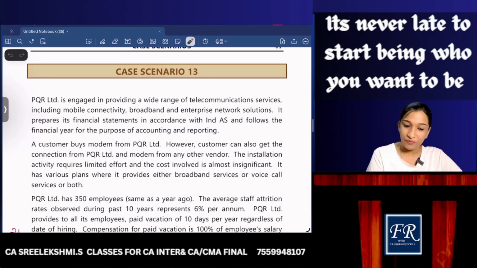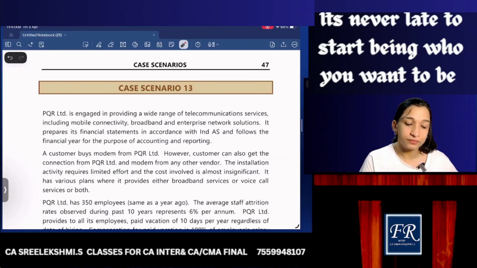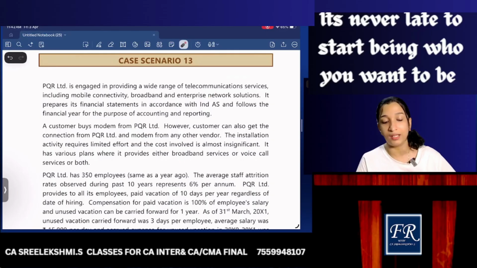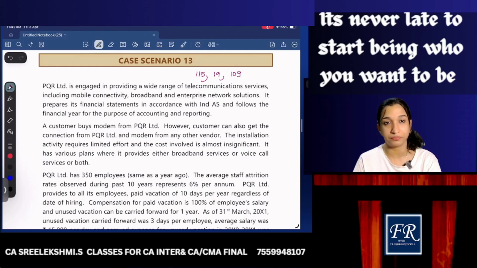Okay, so without wasting time we are moving on to case scenario number 13. PQR is engaged in providing a wide range of telecommunication services, including mobile connectivity, broadband, and enterprise network solutions. It prepares its financial statements in accordance with Ind AS and follows the financial year for the purpose of accounting and reporting. See, this case scenario covers Ind AS 115, 19, and 109.